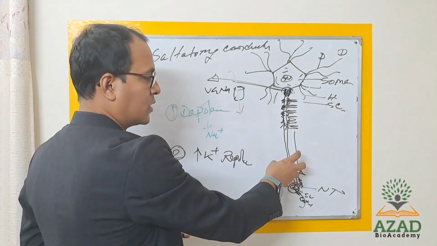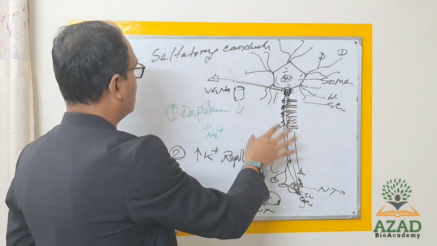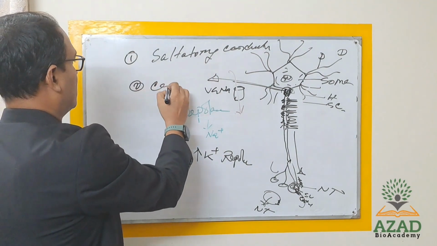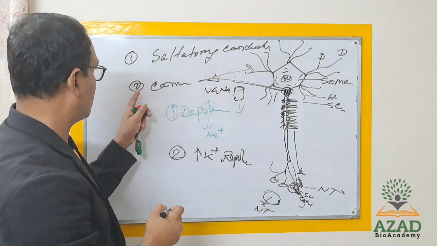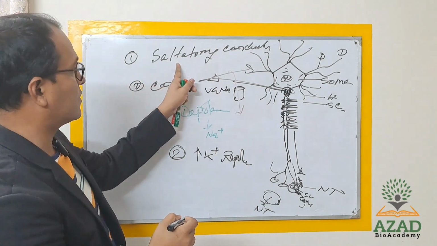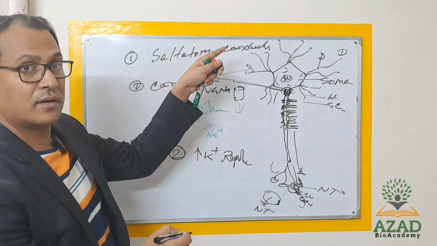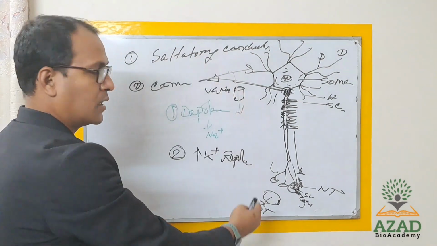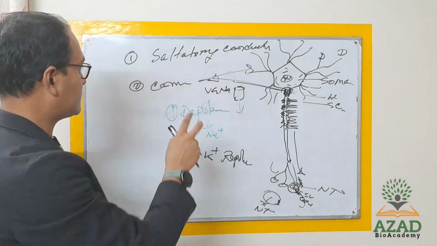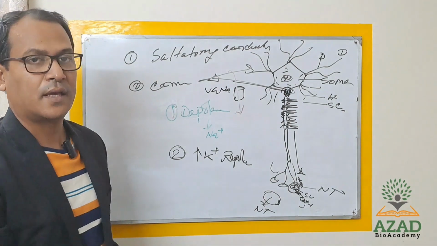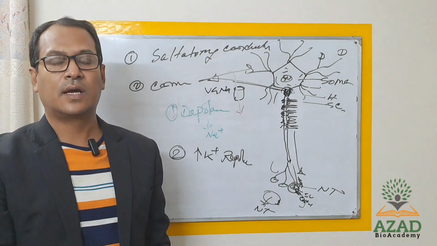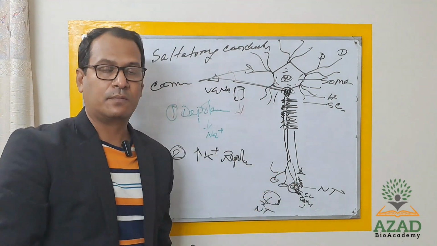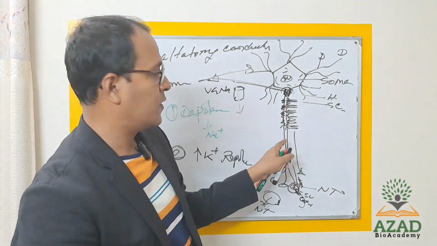This is very slow and it will take energy, and saltatory conduction is very quick. You can say saltatory conduction is jumping conduction, very quick propagation of the action potential. In an unmyelinated nerve, the action potential is very slow, and it will consume energy to restore the membrane potential for each and every part.